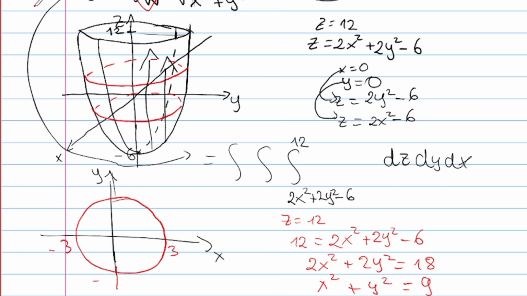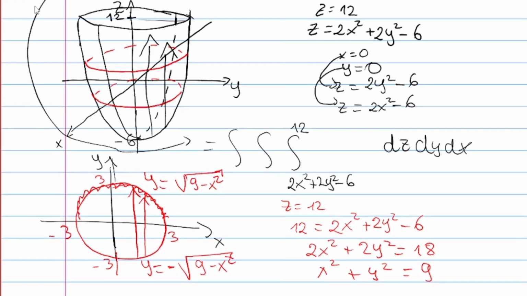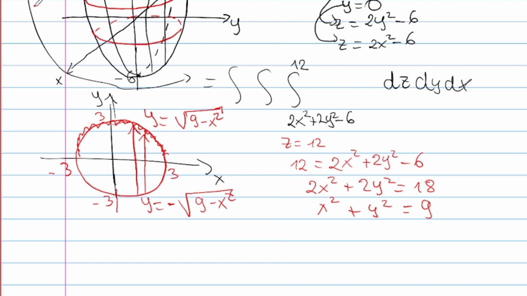Y is going to be like this. So here you see that y is equal to minus the square root of 9 minus x squared, and here you get this part, that's the positive one. It's the square root of 9 minus x squared. No, it's positive, sorry for this. And of course, x is going to be from where? Sorry, from minus 3 to 3.